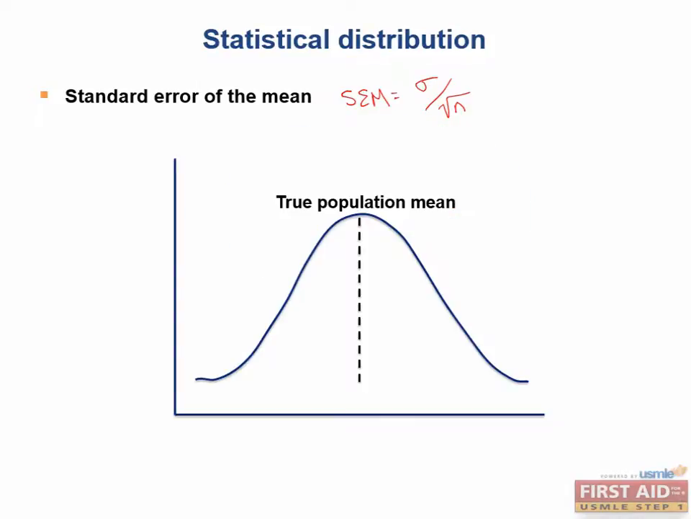How precisely do these sample means reflect the true population mean? That's where SEM comes into play. The SEM measures the spread of the sample means about the population mean. Recall that SEM is the standard deviation divided by the square root of the sample size. Therefore, as the sample size increases, SEM decreases. Does this make sense? It should, because it tells us that as the sample size gets larger, the sample means become a better estimate of the true population mean.